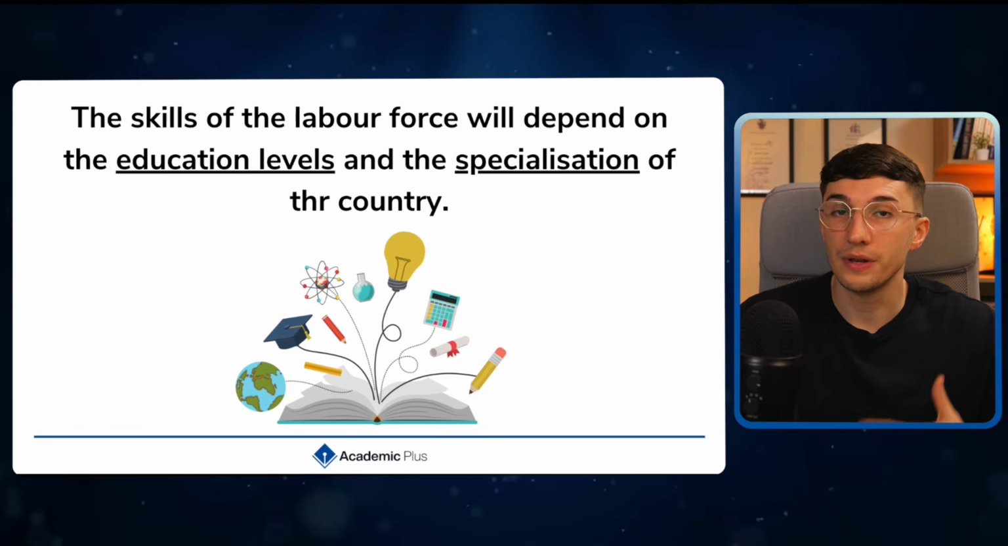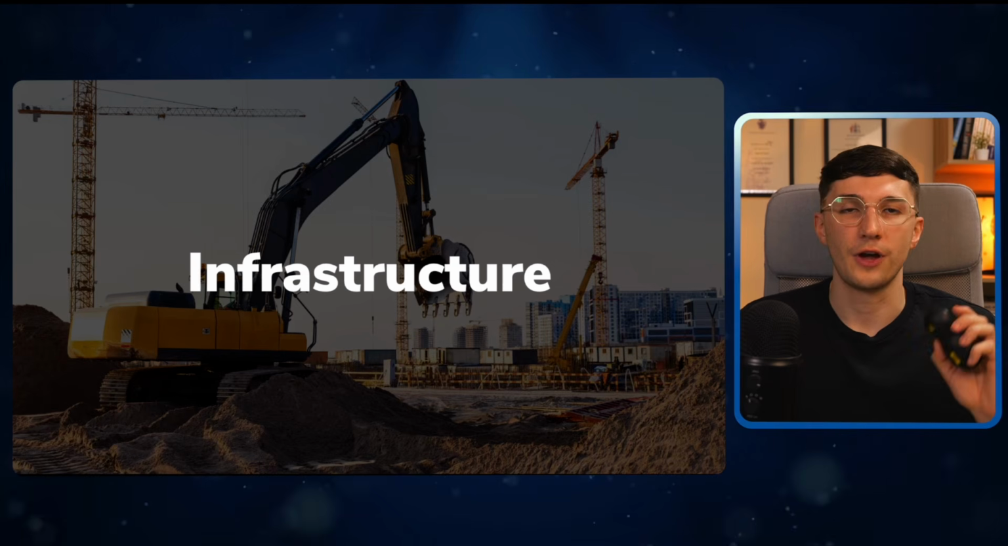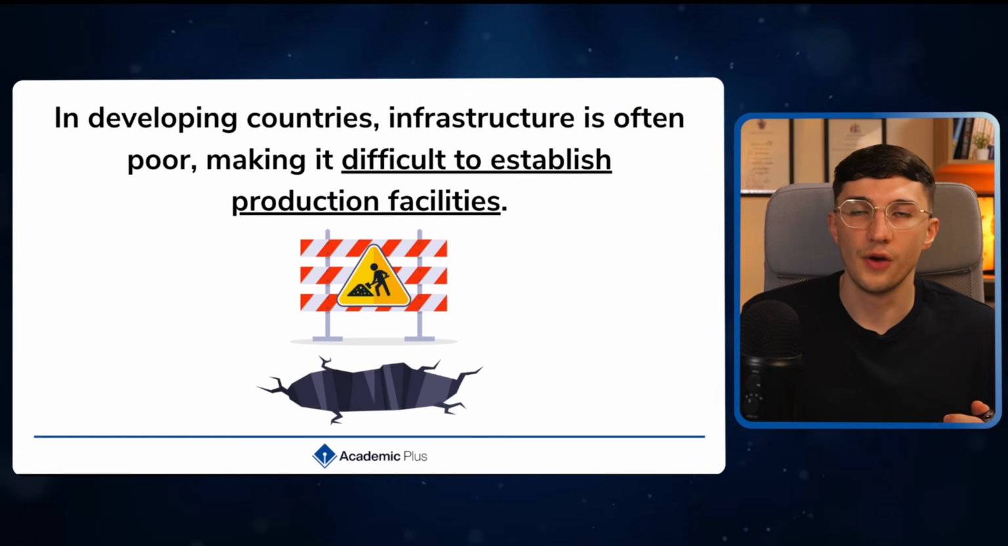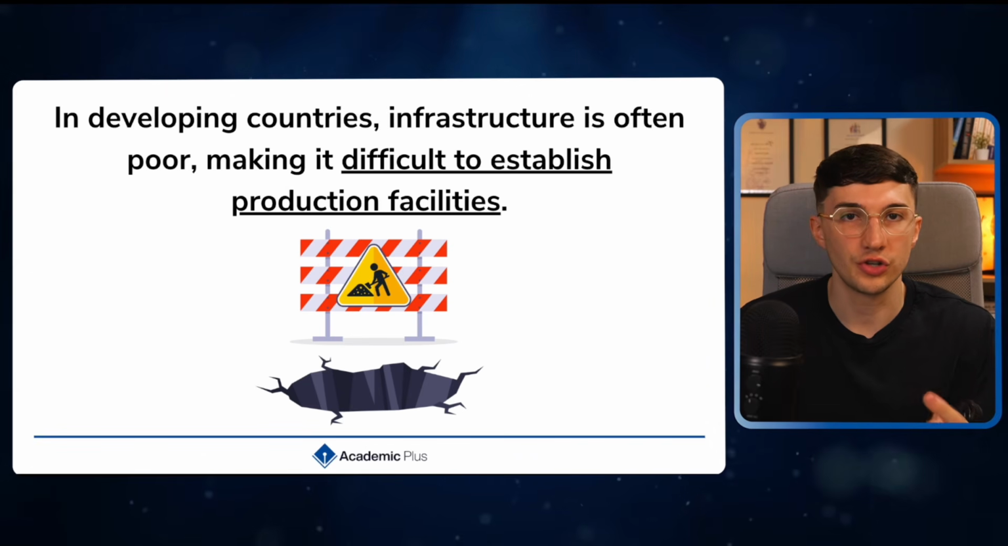For example, Germany with their engineering. The next important factor will be around the infrastructure. Now, we looked at the infrastructure in terms of whether it would be a good market. It also plays an important factor for the production location.